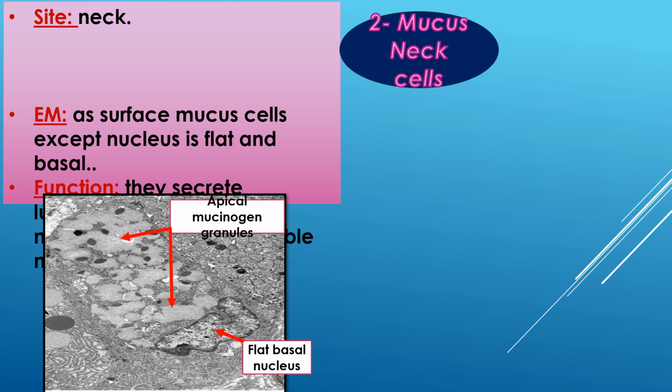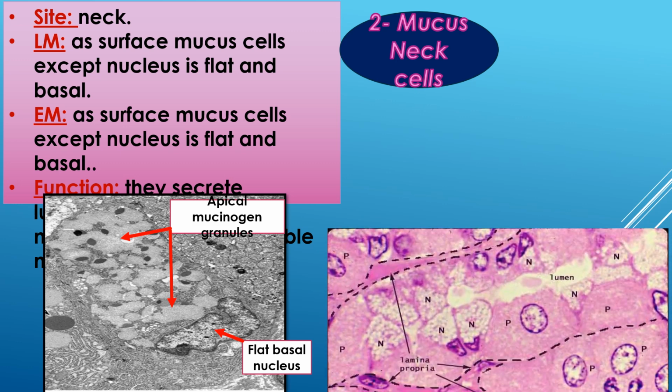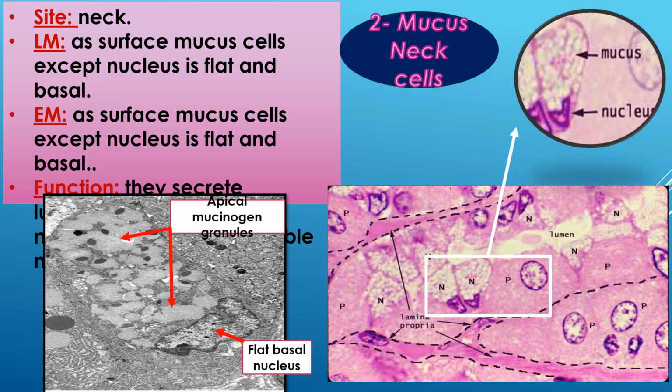So here we have the mucus neck cell. Where to find it? It is found in the neck of the fundic gland. It is the same as the surface mucus cell, except that the nucleus is flat and basal. What about the type of mucus secreted? The mucus secreted here is acidic. Let's see a photo, an EM. Can you see here that the nucleus is flat and basal? So in the mucus neck cell, you can write that it has a flat and basal nucleus and secretes mucus, which is acidic in nature.